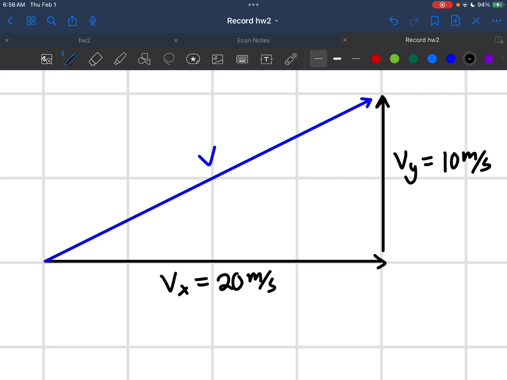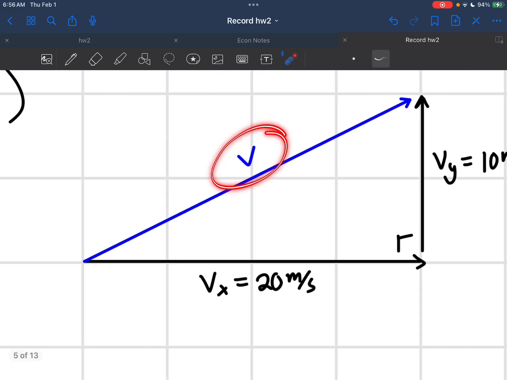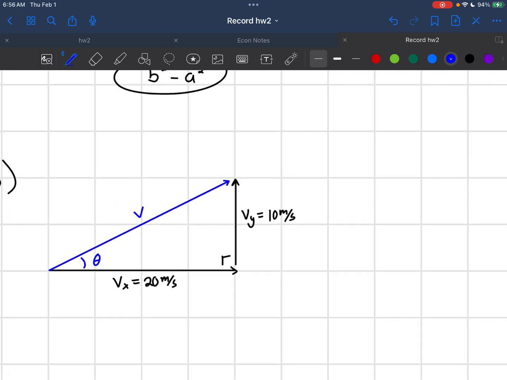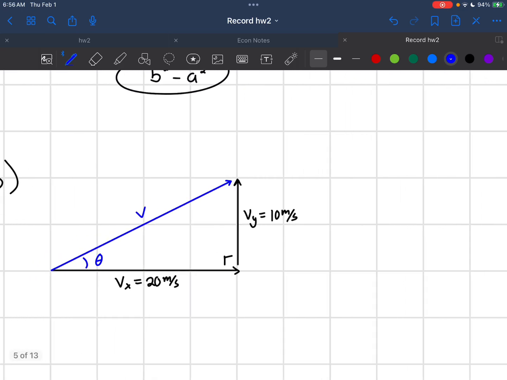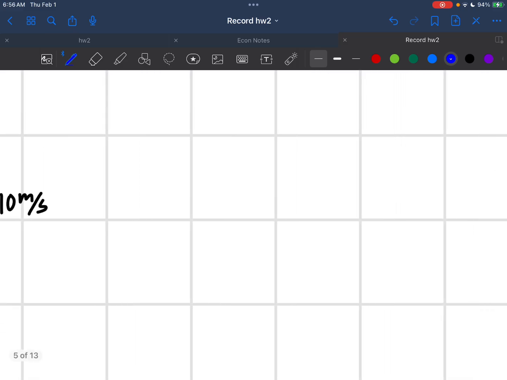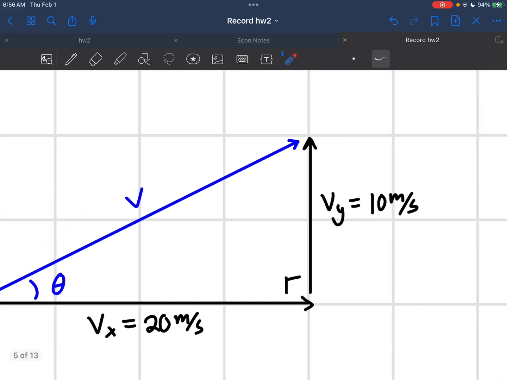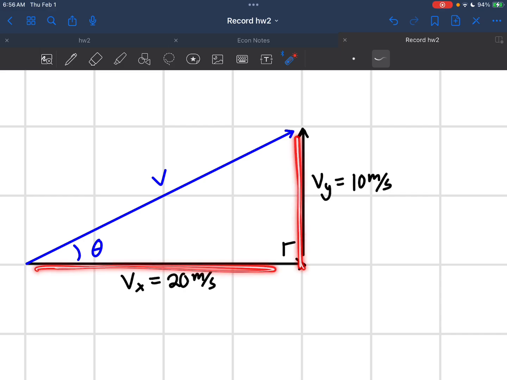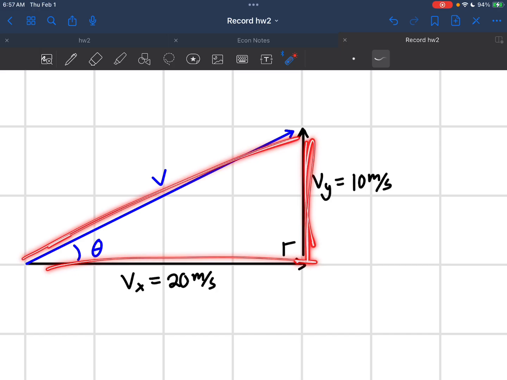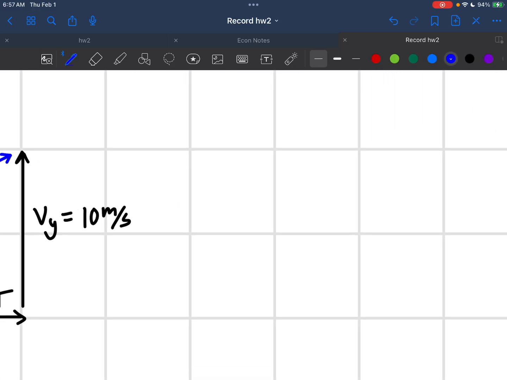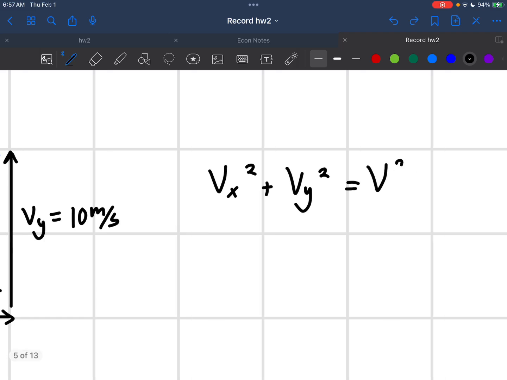So now, given this new right triangle, I need to find the magnitude, or the length of this hypotenuse, and the direction. So I'm going to find this angle theta. Well, I'm going to start with the magnitude because we have our good friend Pythagoras to help with that one. We have our Pythagorean theorem where a squared plus b squared equals c squared, or the length of a leg squared plus the length of the other leg squared equals the length of the hypotenuse squared. So I can set that up and say Vx squared plus Vy squared equals V squared. Right.